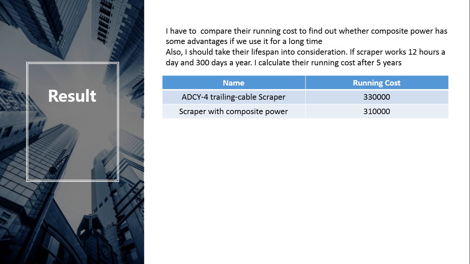So as for the result of my project, I found out the reason people don't use the composite power, which combines the supercapacitor and battery, is because the price of the supercapacitor and battery which could cater the scraper's needs are too expensive to use. So no matter how I got the data optimized, they are still expensive and people won't choose it.